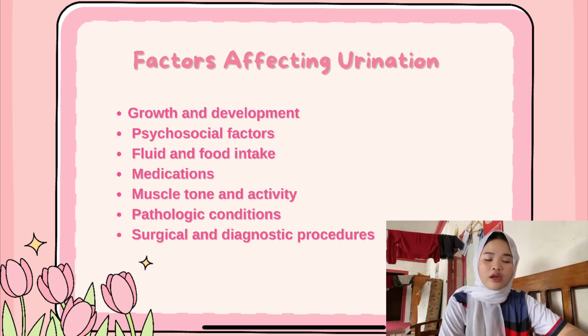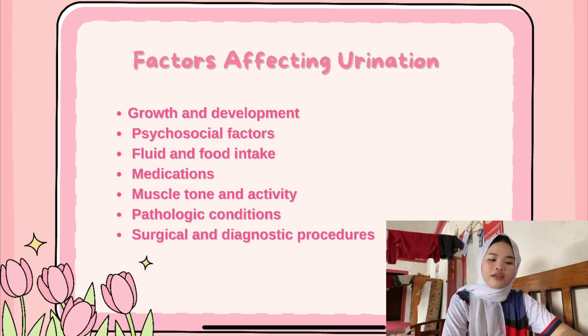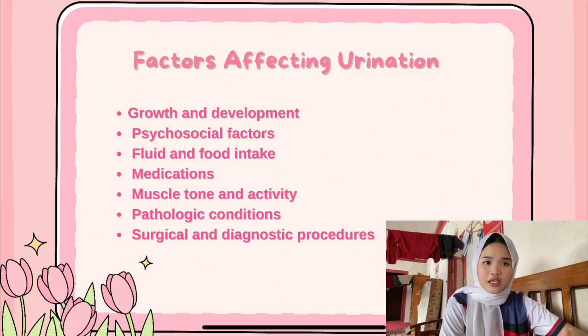So number 1, meron tayong growth and development. Ang paglaki at pag-unlad ng tao ay nakakaapekto sa pag-ihi. For example, mga bata ay may mataas na frequency compare sa mga matanda. Number 2 naman ay psychosocial factors o mga kadahilanan ng psychosocial. So sa mga kadahilanan ng psychosocial tulad ng stress, depression, anxiety ay maaaring nakakaapekto sa pag-ihi. Halimbawa, ang mga taong may stress, maaari sila magkaroon ng madalang na pag-ihi.